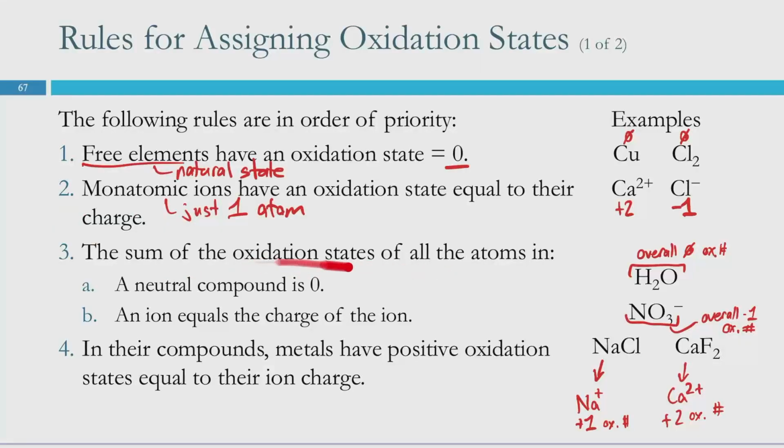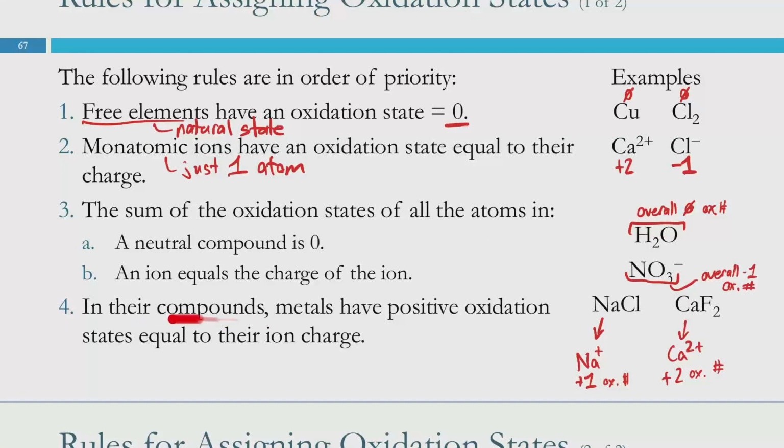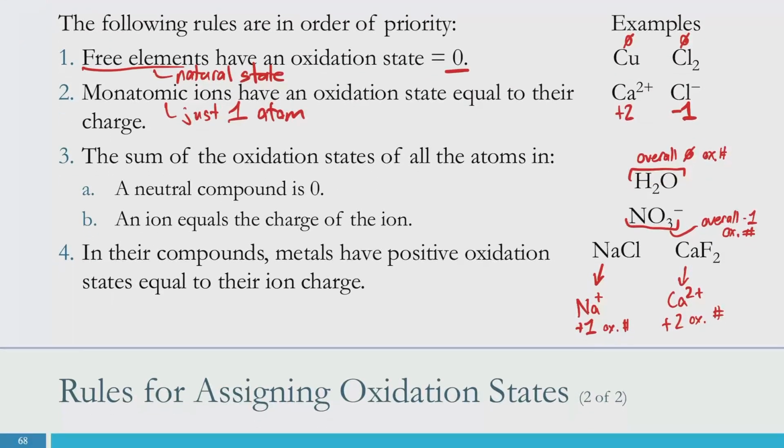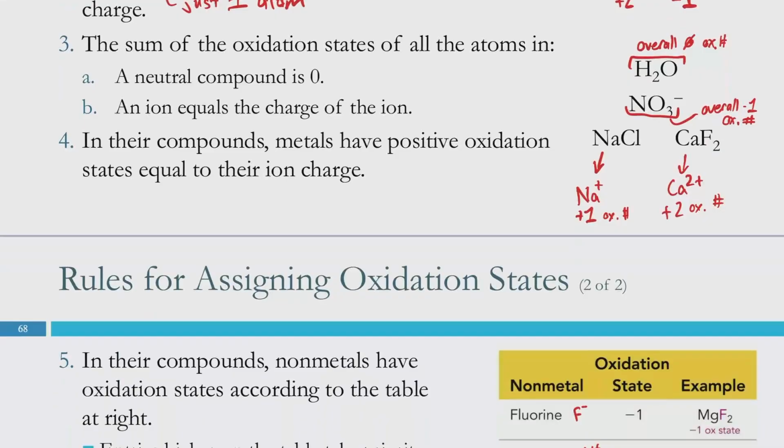The sum of the oxidation states of the atoms in a neutral compound is 0. That's the same as the charge. Or for an ion, if it's a polyatomic ion, it's going to equal the charge of the ion. So whatever the numbers are for each of the individual components is dependent on what the overall charge is. When metals are in compounds, they have a positive oxidation state equal to their ion charge. So our sodium here being plus, it has a +1 oxidation state. Our calcium being 2+, it gets a +2 oxidation state.